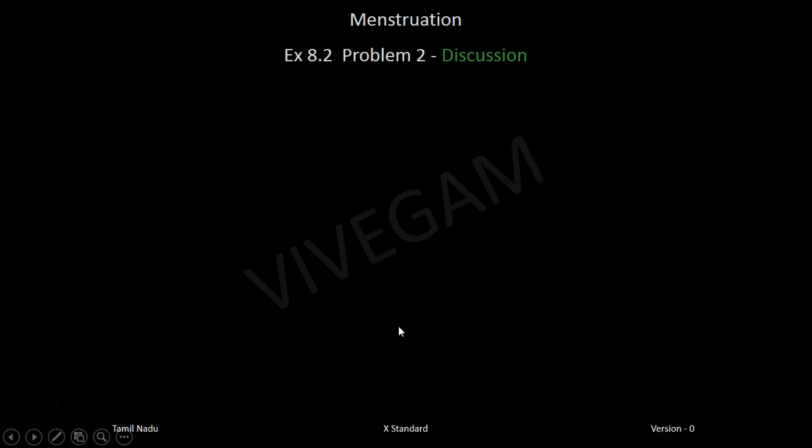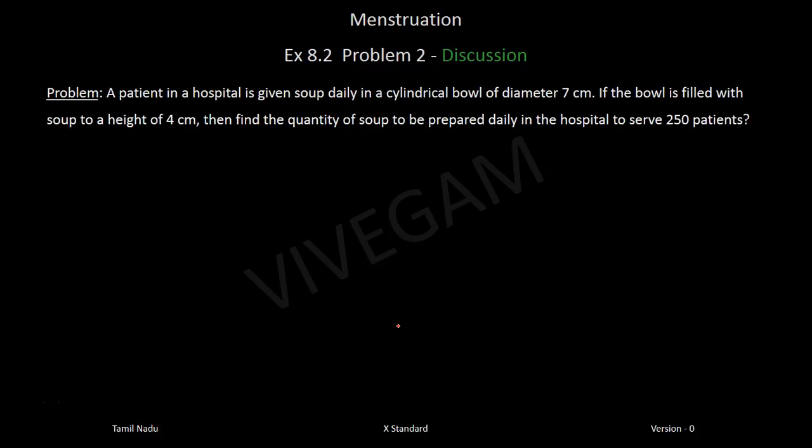Exercise 8.2, problem 2, discussion. Let's read the problem. A patient in a hospital is given soup daily in a cylindrical bowl. That's a cylinder shape, okay, of diameter 7 cm. If the bowl is filled with soup to a height of 4 cm, then find the quantity of soup to be prepared daily in the hospital to serve 250 patients.